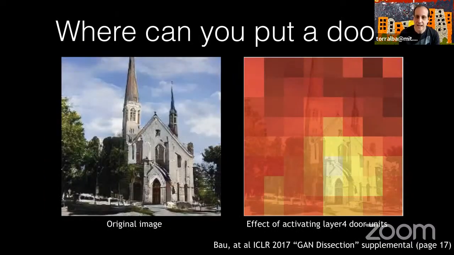So here is the effect that it has activating the door units on each location. The resolution of this map corresponds to the resolution of the heat map of that particular unit on layer 4. Red means that it had no effect. Bright is a strong effect on the output. So you can see that you can actually modify the image when you activate the door units on the building itself, on the walls, but it has very little effect on the towers, on the trees, on the sky. Then the door just does not appear. There might be some changes, but they are very small.